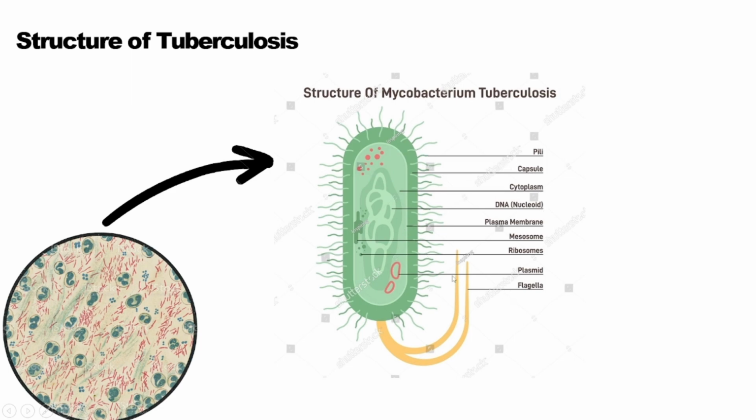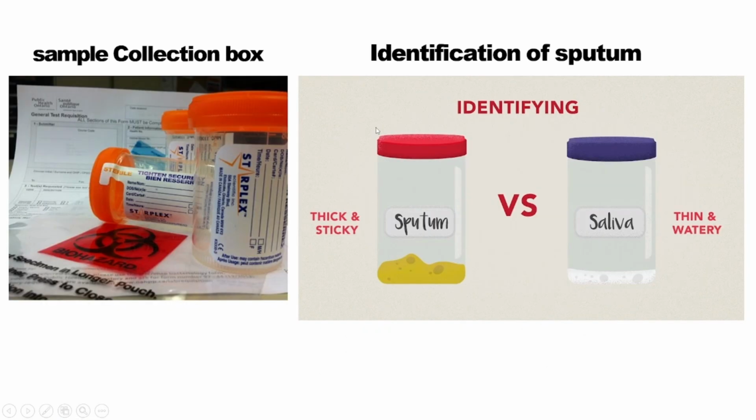This is all about the Mycobacterium structure, and now we are going towards the next slide. The next slide is about the sample collection box and the identification of sputum. It mainly refers to the question of how to collect a sample of TB, meaning Mycobacterium tuberculosis, and identify the sputum. As you can see, there is a sample collection box, which is mainly used for the collection of the TB samples.